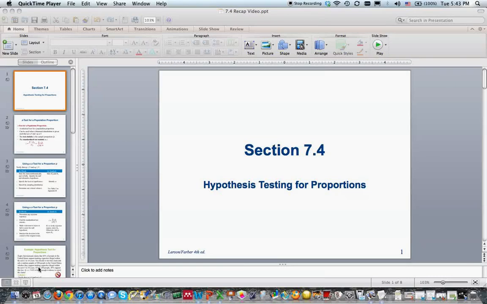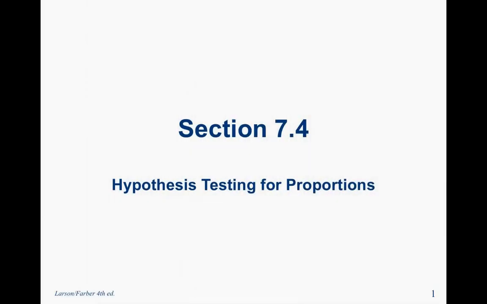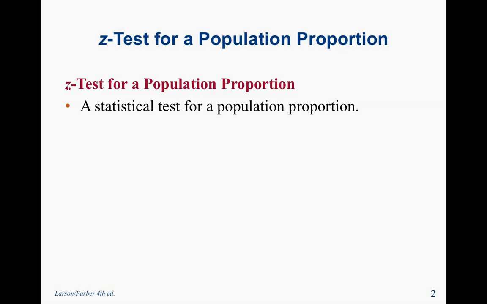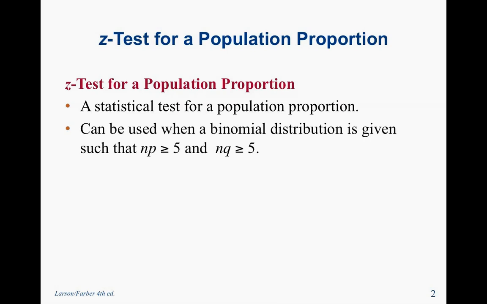This is your 7.4 recap video. It's a z-test for a population proportion. This is a statistical test for a population proportion. This can be used when a binomial distribution is given such that n times p is greater than or equal to 5 and n times q is greater than or equal to 5. We will have to find this in order to make sure our test is valid.